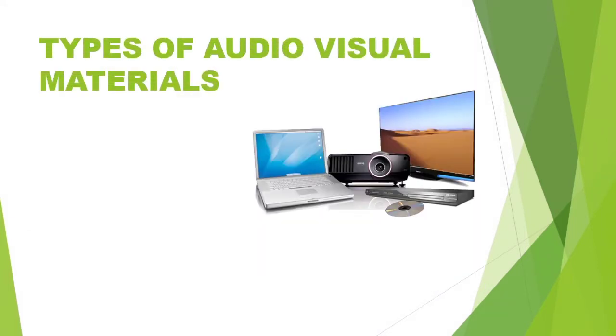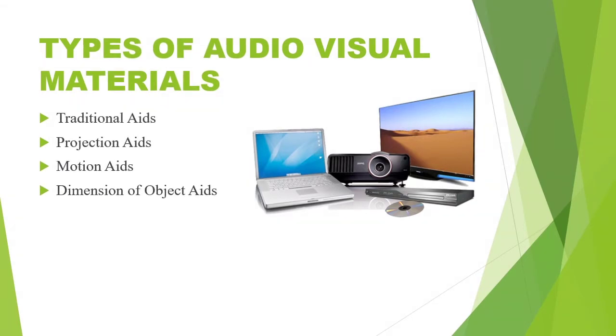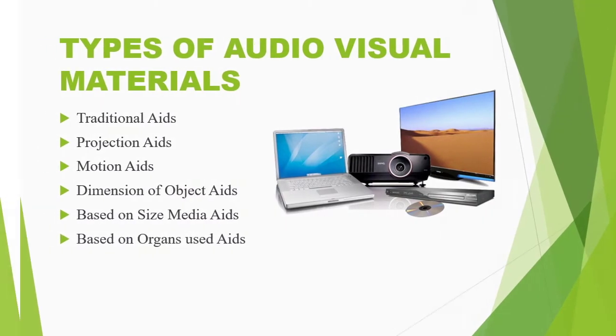And now we're gonna talk about types of audio-visual materials. There are 6 of them. First, we have traditional aids. Second, projection aids. Third, motion aids. Fourth, we have the dimension of object aids. Fifth, we have the based on size media aids. And lastly, the based on organ use aids. But first, we're gonna talk about traditional aids.